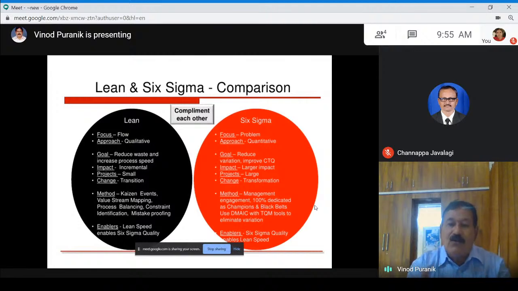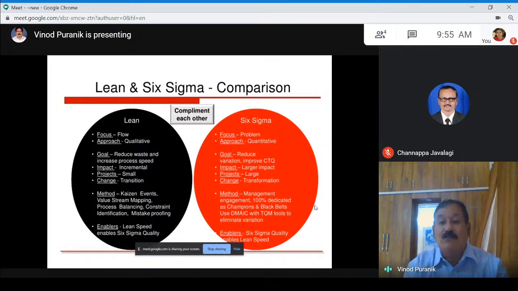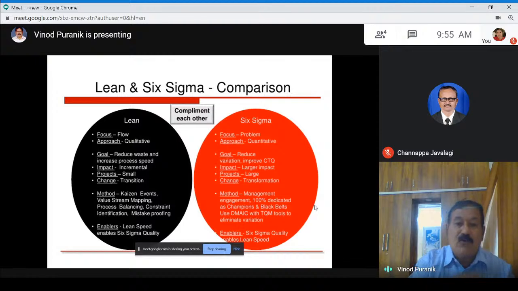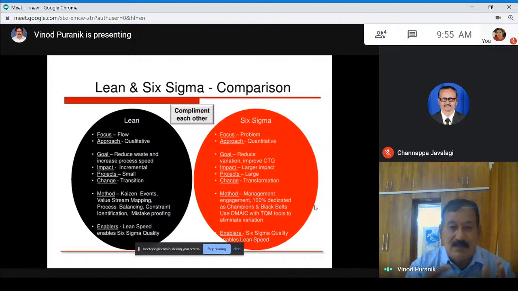Now we all know that Lean Six Sigma becomes a very, very important tool for us. They are a complement to each other. When you look at Lean, it is a little bit focused on flow. Six Sigma is focused on problems. So the Lean approach is qualitative, and Six Sigma is quantitative. It's a very good mix. The Lean goal is to reduce waste, and in Six Sigma also to reduce waste. In Lean, reduce the waste and increase the process speed.